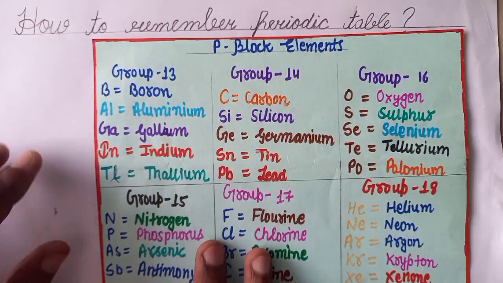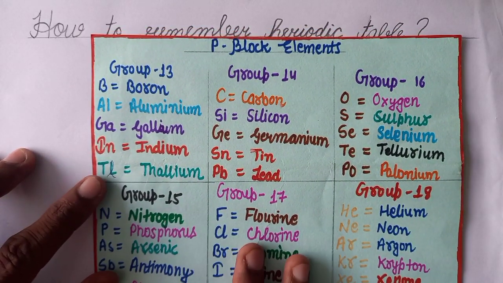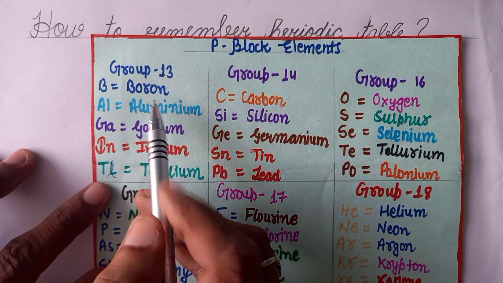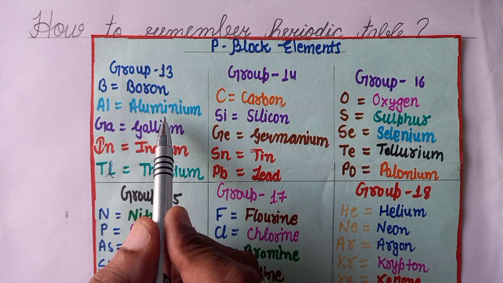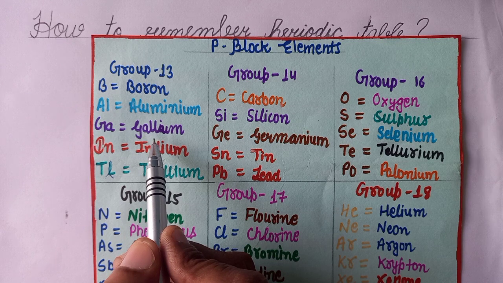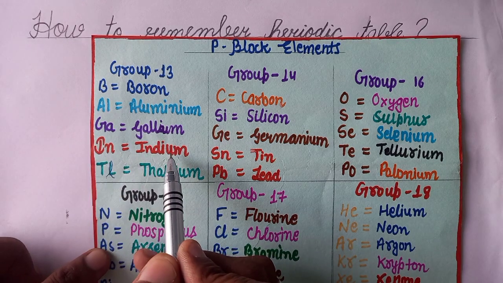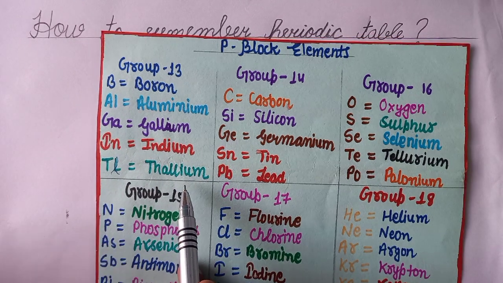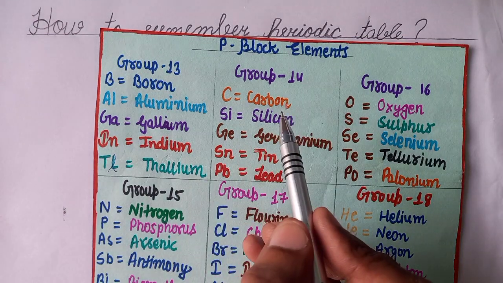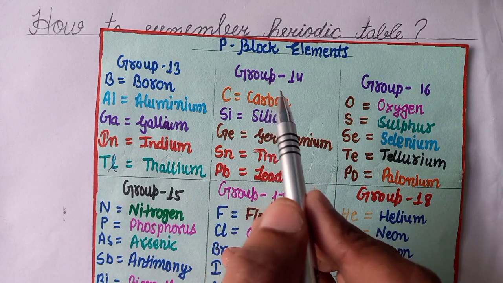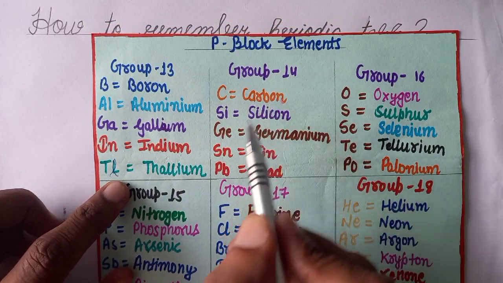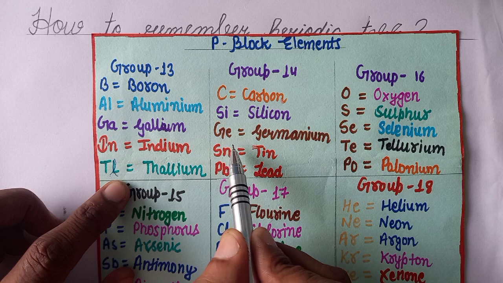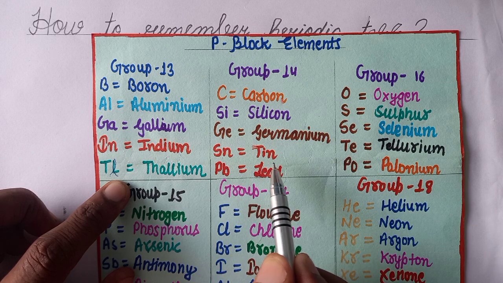So the elements of group 13 are B for boron, Al for aluminium, Ga for gallium, In for indium, Tl for thallium. Similarly, the group 14 elements are C for carbon, Si for silicon, Ge for germanium, Sn for tin, Pb for lead.